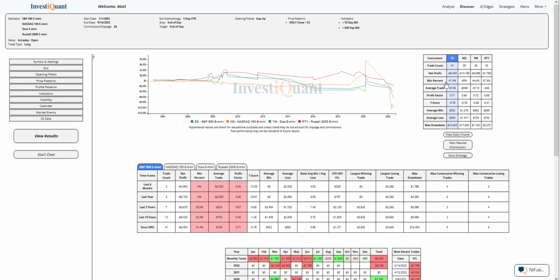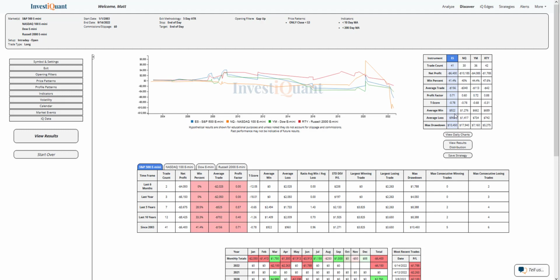Win rates on these are coming in a little light. S&P, 41% of these have closed above the opening print. For the NASDAQ, it's 40%. Dow, 44%. Russell, 48%. If we look at the average moves, it looks like for the S&P, the average move to the downside is just a little bit larger than the average move to the upside. The NASDAQ has a larger average move to the downside, as does the Dow and the Russell.